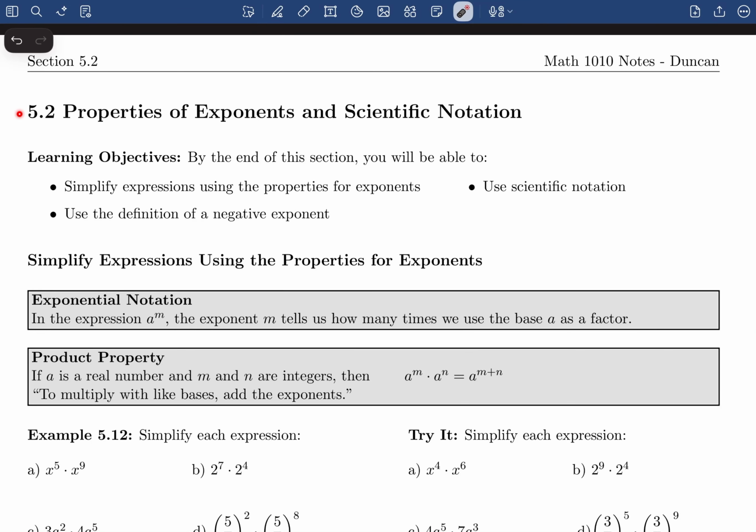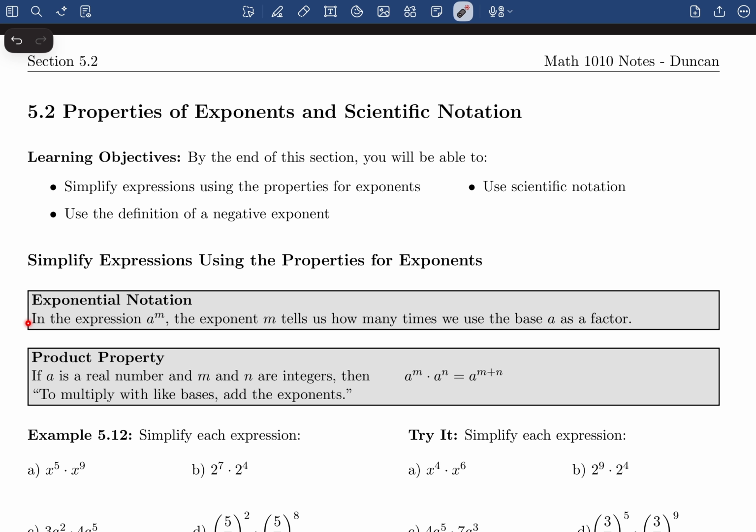This is Lesson 5.2, Properties of Exponents and Scientific Notation. Our learning objectives are to simplify expressions using the properties of exponents, use the definition of a negative exponent, and to use scientific notation. In this lesson, we'll go over 8 different exponent rules, but first let's discuss what exponents represent: exponential notation.